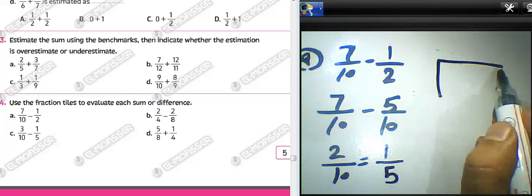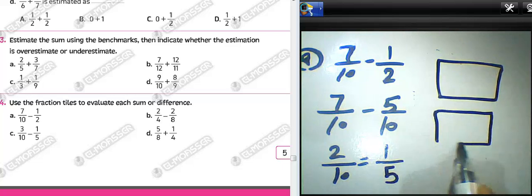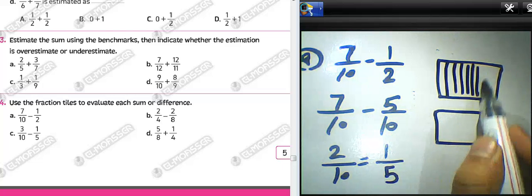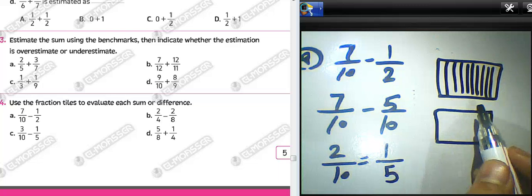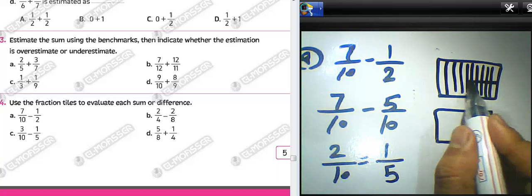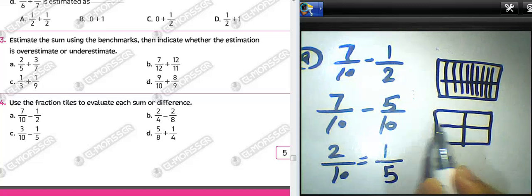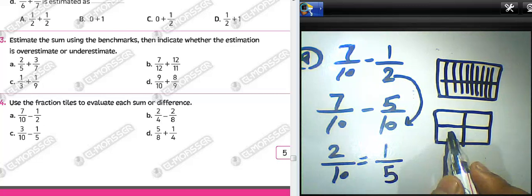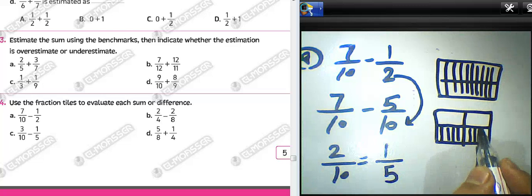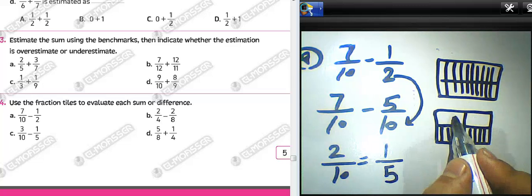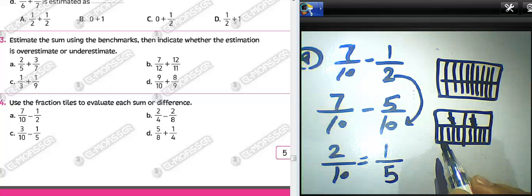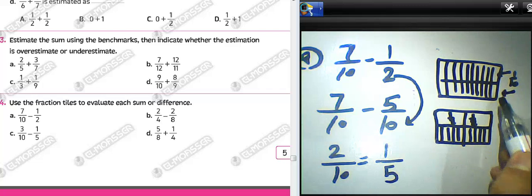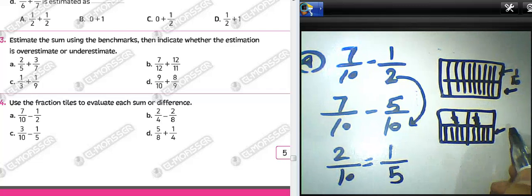And then we can draw two rectangles here. For the first, 7 over 10, we can divide it into 10 parts: 1, 2, 3, 4, 5, 6, 7, 8, 9, 10. And for the second, a half, divide each part 2 times 5 equals 10, so we can divide this into 5 parts: 1, 2, 3, 4. Then write inside here half, and here half. And each one of them here we write 1 over 10.